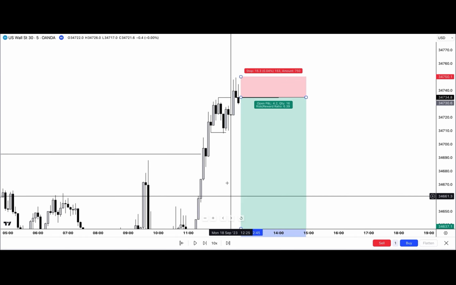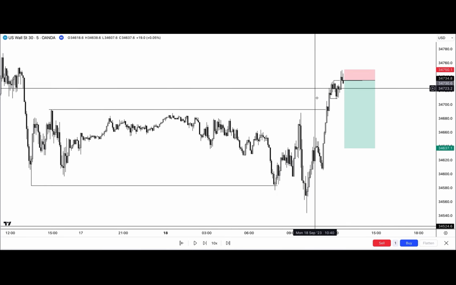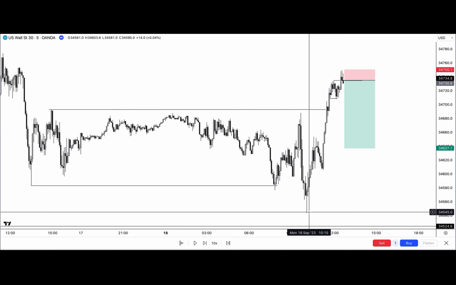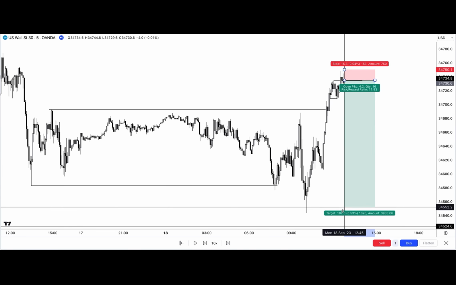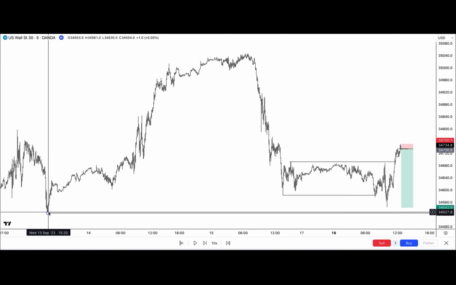Stop above. And where are we targeting? Well, since we've had such a big move to the upside, now we have an inducement low here, and we have an inducement low down here that we need taken. So that was my target. And then also don't forget the higher time frame target over here.